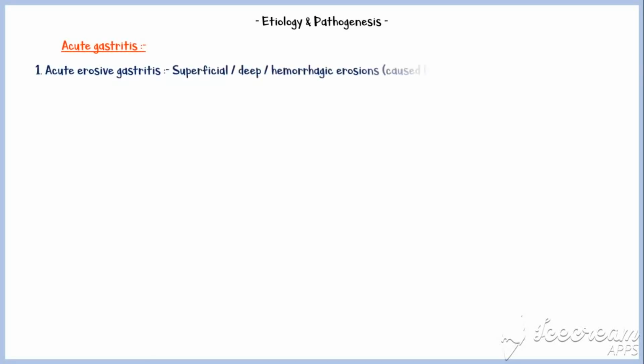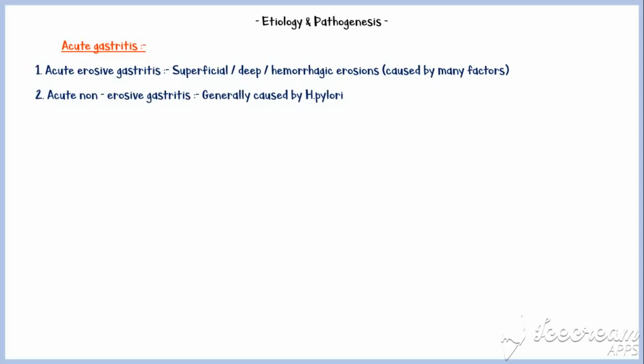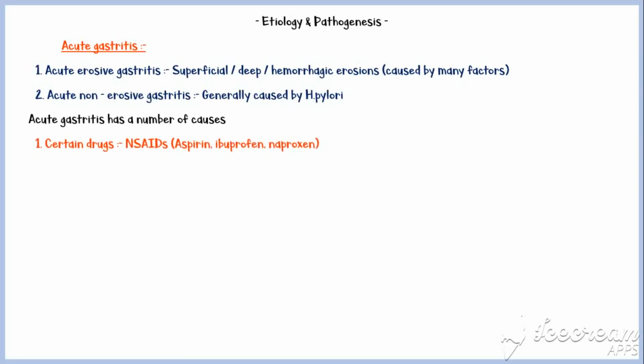Now let's discuss the etiology and pathogenesis of acute gastritis. Acute gastritis can be divided into 2 types. Acute erosive gastritis, which is manifested by superficial, deep, or hemorrhagic erosions, and acute non-erosive gastritis, which is generally caused by the bacterium Helicobacter pylori. Acute gastritis has a number of causes. One of the major causes is certain drugs, more specifically, non-steroidal anti-inflammatory drugs like aspirin, ibuprofen, and naproxen.